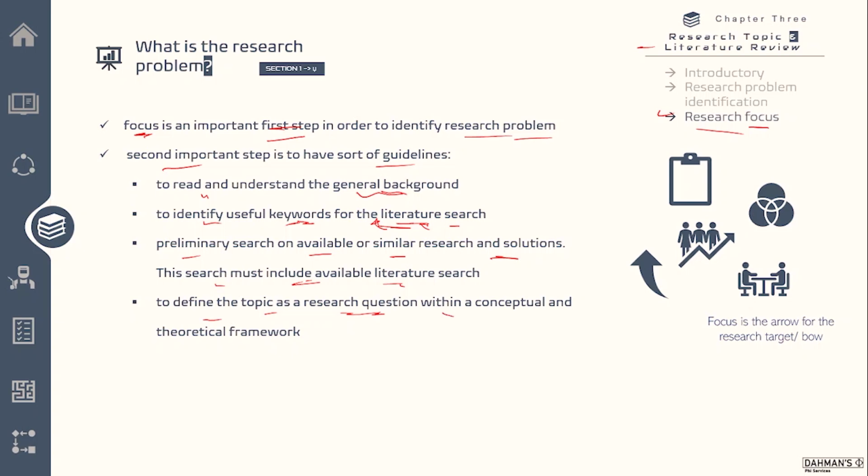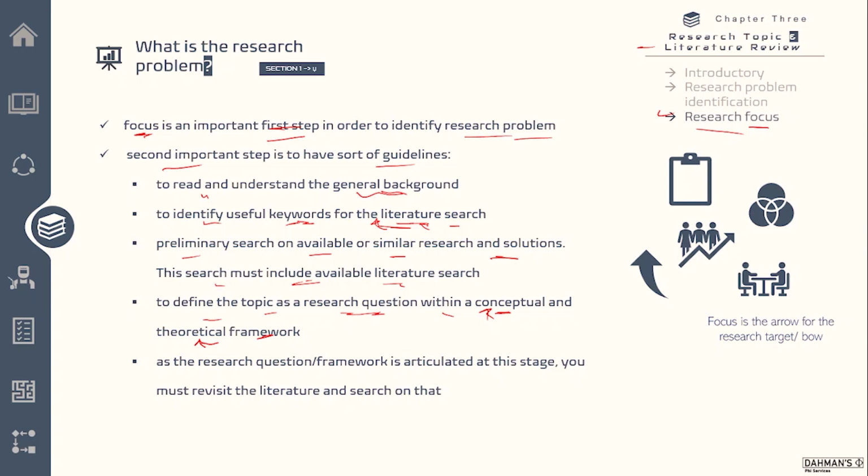And this later we're going to use the conceptual, and this is the new vocabulary, as I said, and theoretical framework. Once again, we're going to discuss both frameworks. There is a dedicated chapter for them. And also, as the research question or the framework is articulated at this point, you must revisit the literature or the historical background on the research, and later you will find out why. Because at this stage you are ready to start, and then you need historical data, you need something, what's been done before, by whom.